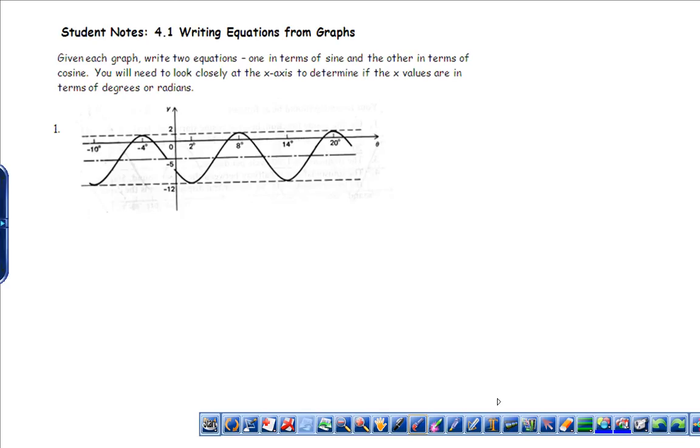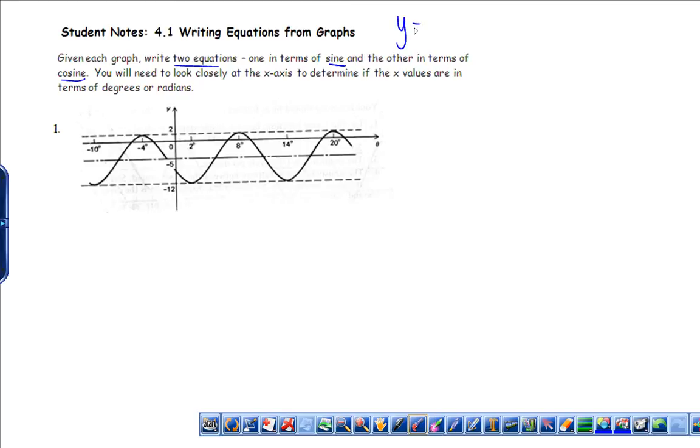This is 4.1 student notes, and we are going to be writing equations from graphs. And if you notice, it says to write two equations, one in terms of sine and the other in cosine. There are two graphs at the end which are not sine and cosine, and we'll talk about those when we get to them.